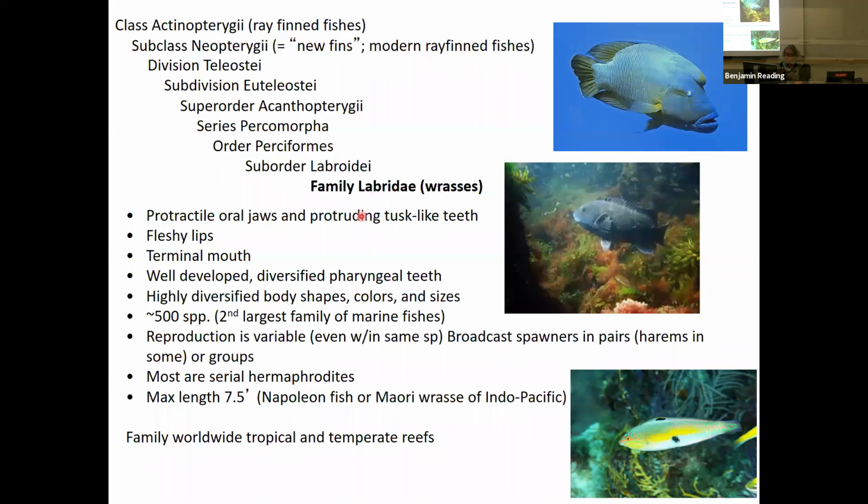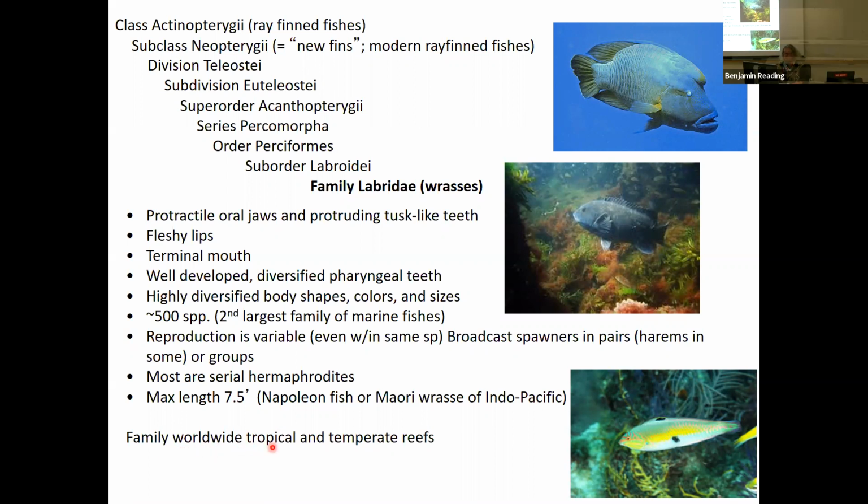A lot of fishes in family Labridae are what we call serial hermaphrodites. So again, like we talked about last time, protogynous, meaning proto first, gyne female, or protandrous, proto first, andro male. So sometimes they start off as one gender, and as they get bigger or older, they'll switch. Max length is 7.5 feet. A lot of these wrasses are pretty small, but some of them are pretty big. The Napoleon fish or the Maori wrasse of the Indo-Pacific can get to be 7.5 feet long, so they can be pretty big.